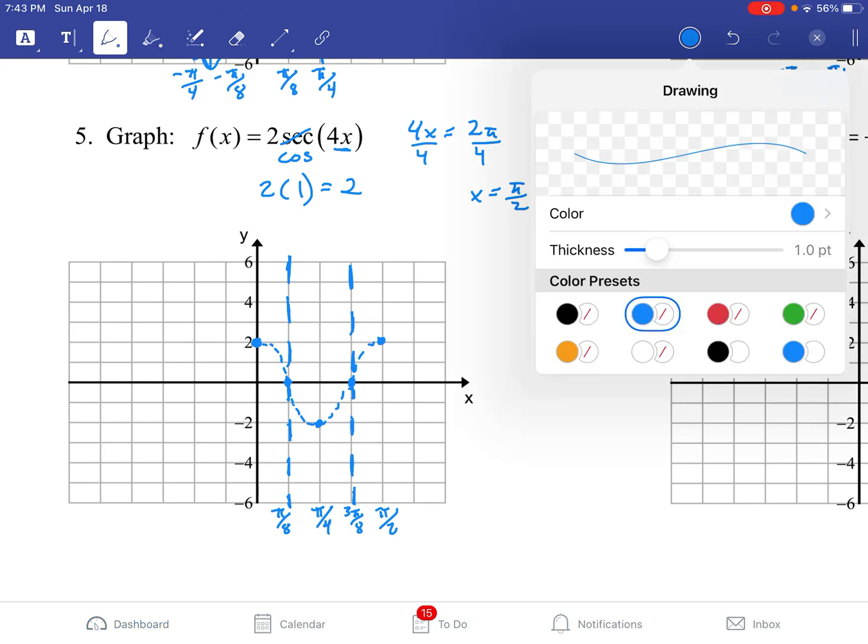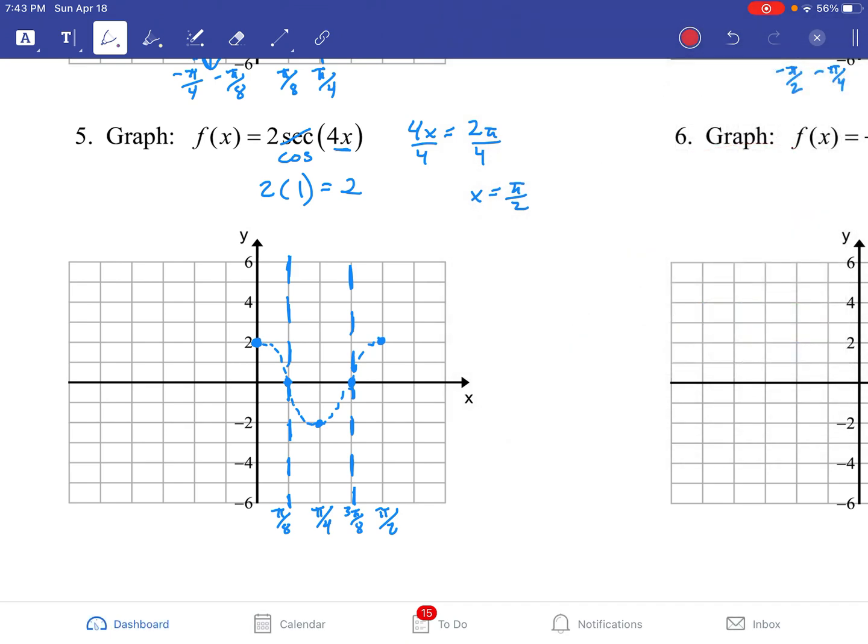All right, I'm going to change colors for the graph itself. You don't have to do this, but I'm going to do it. You're going to make a parabola type shape through the points on the peaks and the valleys of your cosine graph. That's what it should look like. Now the dotted line is because we're not actually seeing that graph. That is the template which we're going to use so we can graph the secant function.